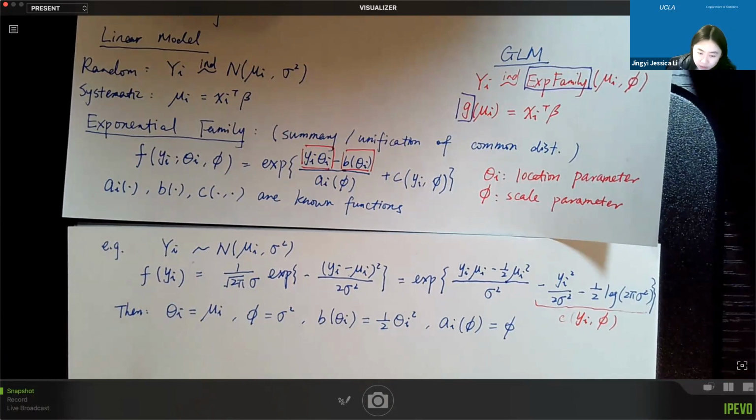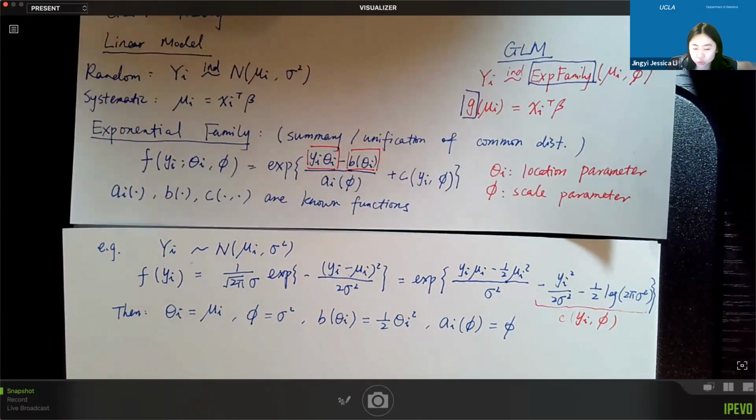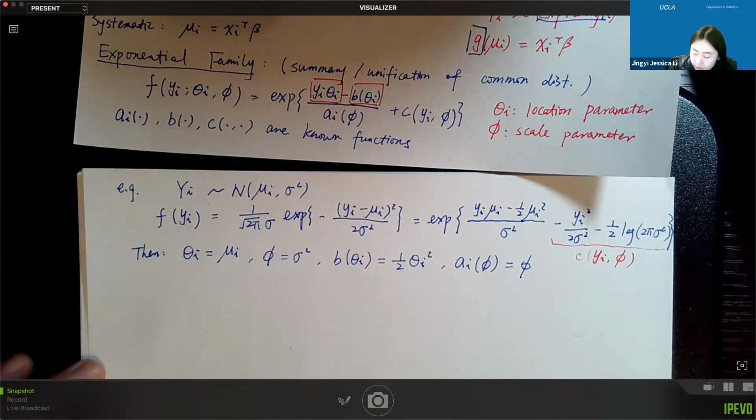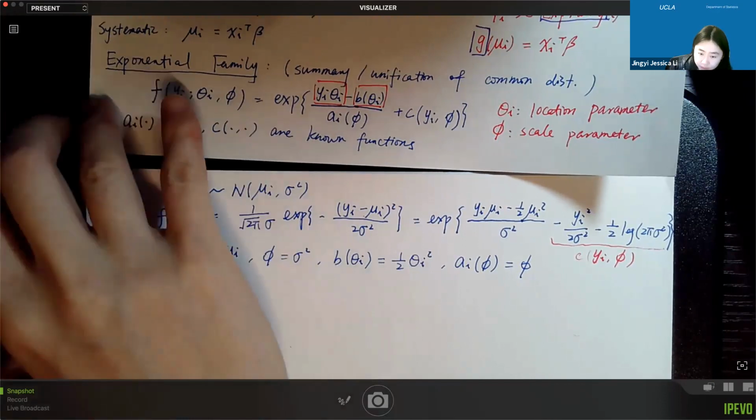And in your next homework, you're going to verify that some other distributions are exponential family. After summarizing those common distributions into what we call the exponential family, we can simplify a lot of calculation, because we can derive some general properties about the exponential family, and those properties will apply to all distributions in the exponential family. So the most important generalization is what we can say about the mean and the variance of yi if it follows the exponential family.